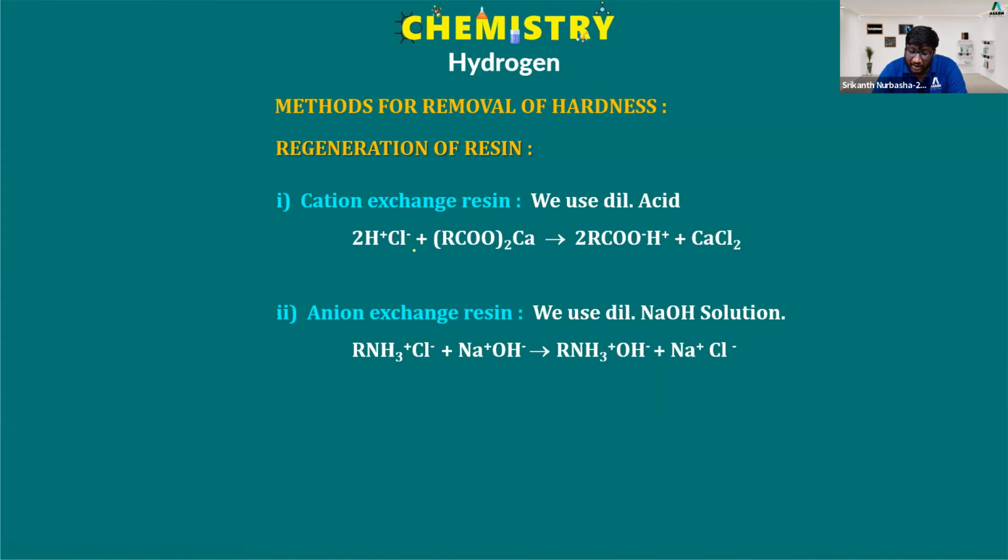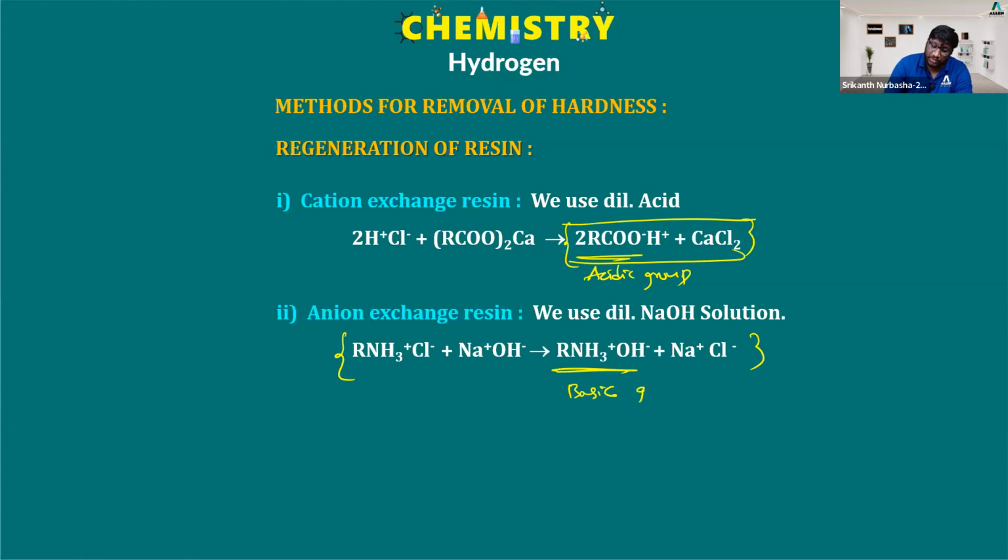For the cation exchange resin, you can add HCl to (RCOO) taken twice Ca, to form RCOOH and CaCl2. In the cationic exchange resin, if you add acid, that acid will react with the carboxylate to form RCOO minus H plus and CaCl2. In the anionic exchange resin, you add NaOH. Like that, you will produce the respective acidic and basic groups back. This is the acidic group. This is the basic group. So these acidic and basic groups are regenerated in the cationic exchange resin as well as the anionic exchange resin. That is how the resin can be regenerated, right?